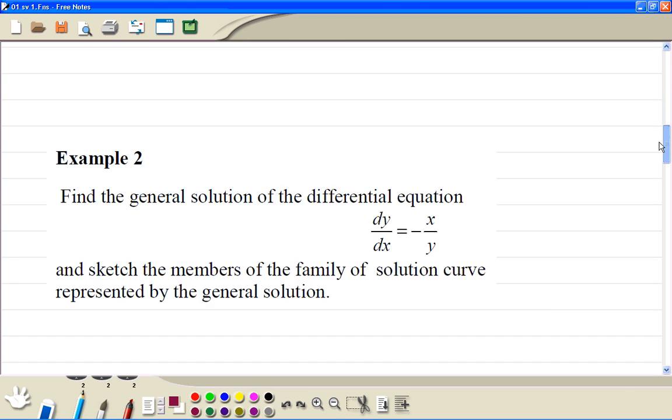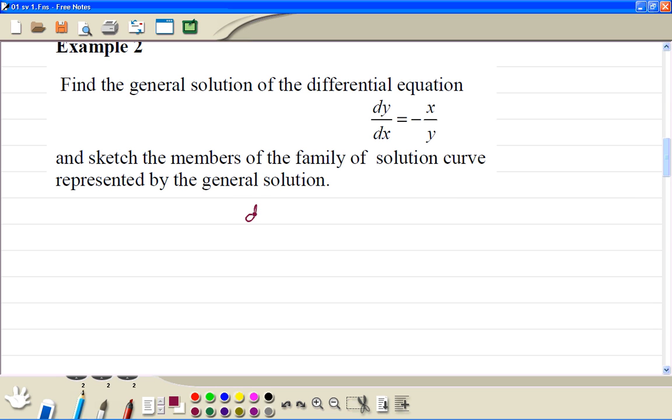Let's do example 2. Our differential equation is dy/dx is equal to minus x divided by y. We're going to bring y to the left hand side and we're going to take dx to the right hand side. So if we multiply both sides by dx, and times by y, we will have on this side y times dy, and on this side we will have minus x times dx.